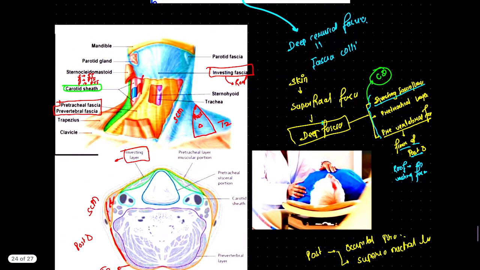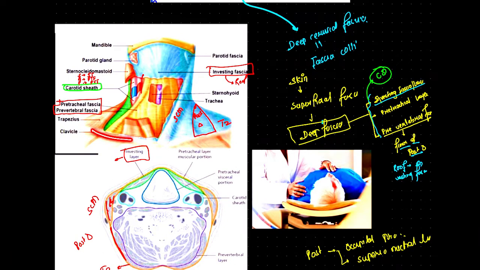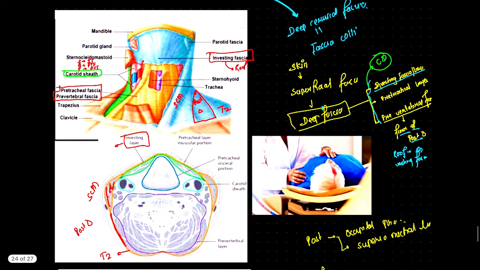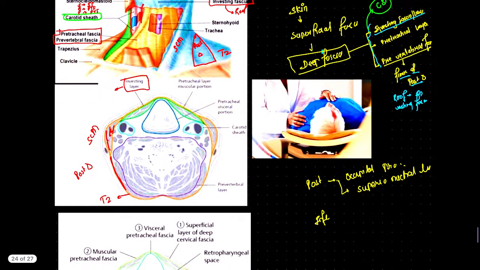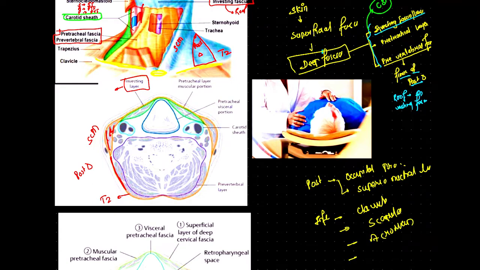Inferiorly, obviously, it will extend to this region. In this region we have the scapula, acromion, and clavicle. Inferiorly, it will be attached to the clavicle, as you can see right here. Behind, we have got the scapula and the acromion, and in this region we have also got the manubrium.